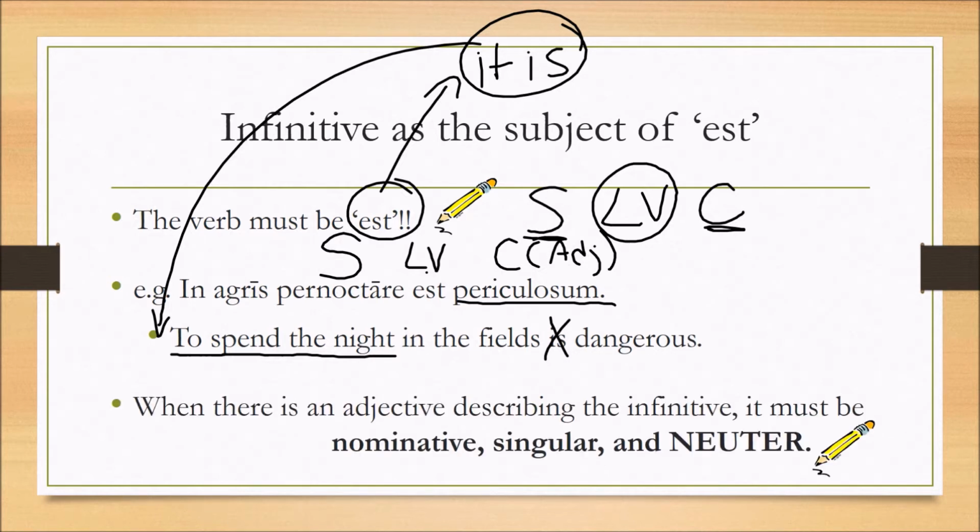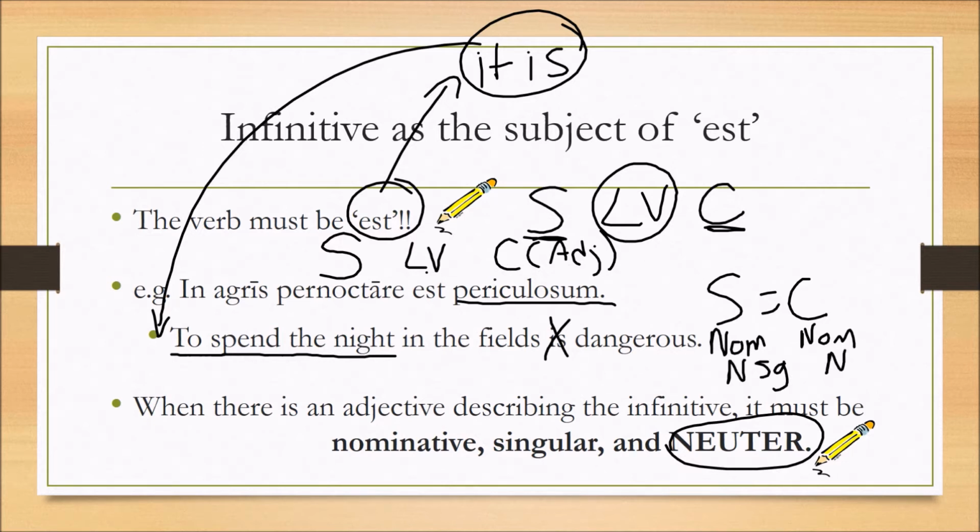Now, just a reminder that when we have these types of constructions, the infinitive is always going to be treated as an adjective that is neuter. So since our subjects have to equal our complements when we use verbs like est, since the subject is nominative, our complement also must be nominative, and since infinitives are neuter and singular, our complement is going to be neuter and singular, and that explains why we have a um ending on our adjective periculosum.